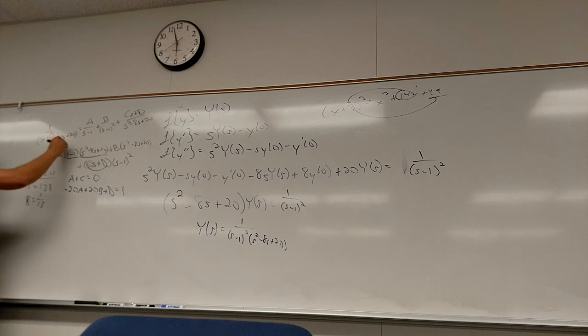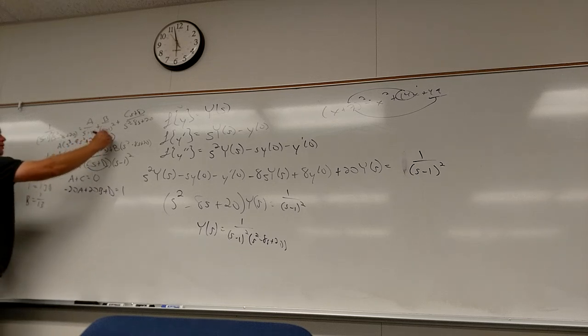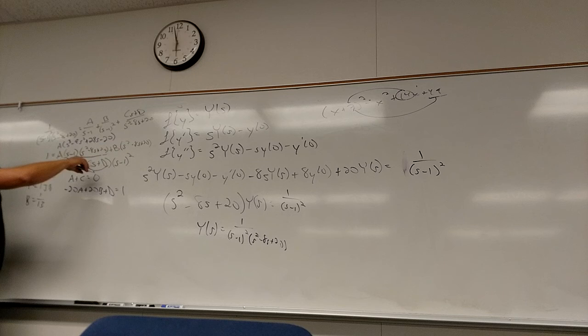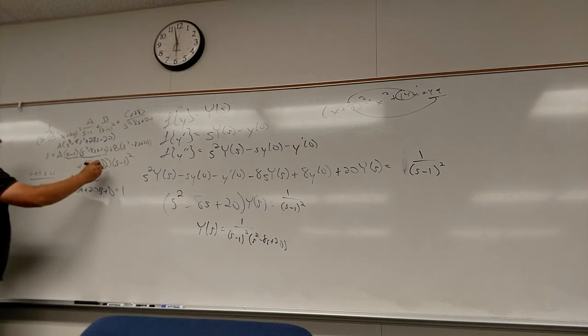So I get s cubed minus s squared minus 8, so minus 9s squared plus 8 plus 20, so plus 28s minus 20. You guys can double check me on that. And then here, this is pretty simple to see. And then this guy, this is gross.